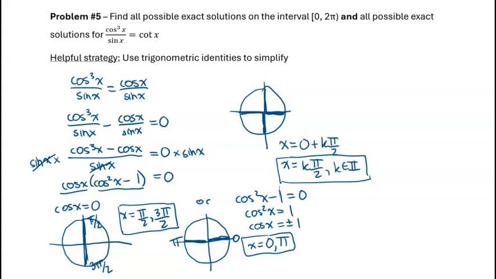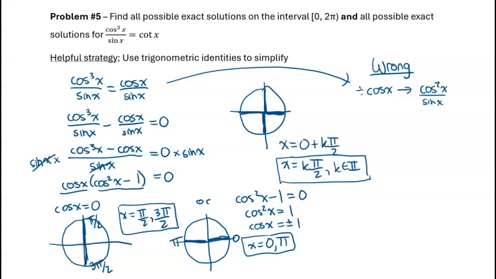Now, I promised you that I would also talk about what a wrong way to do this is. And so here is the wrong thing to do. Do not do this because it will miss out on one of the solutions. So if, when I was at that situation, I had gone and divided by cosine of x, what I would have gotten was cos squared of x equals 1 over sine. And so now if you multiply both sides by sine, you get cos squared x equals 1.